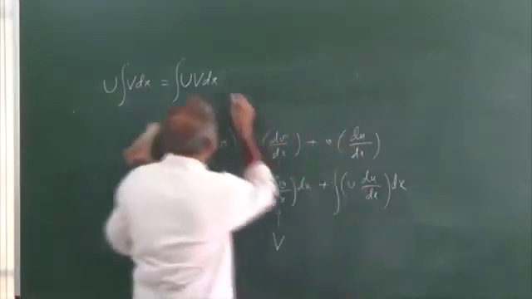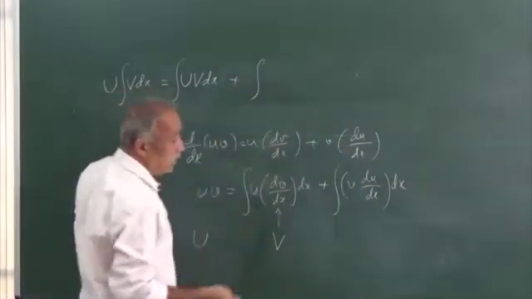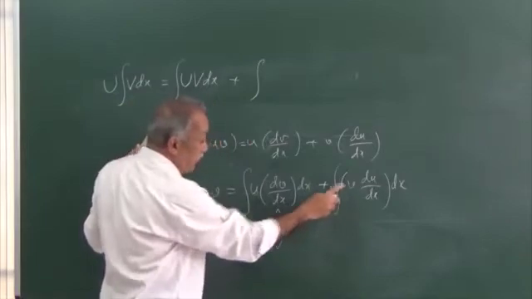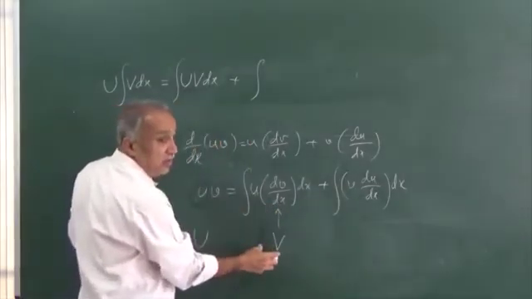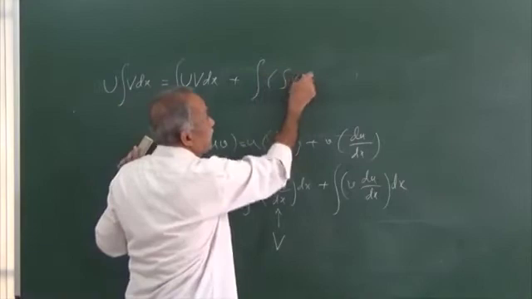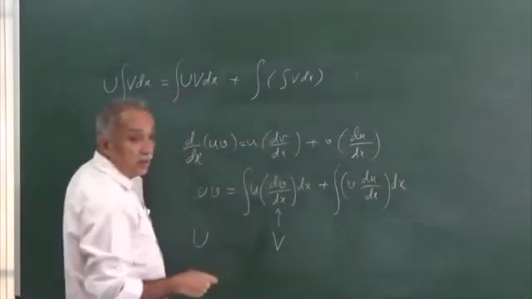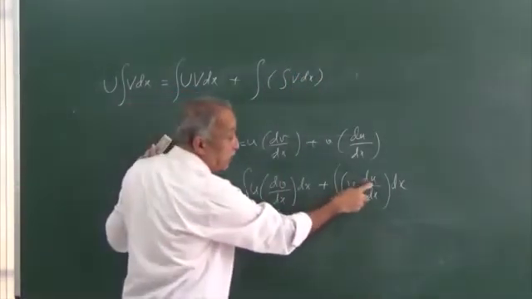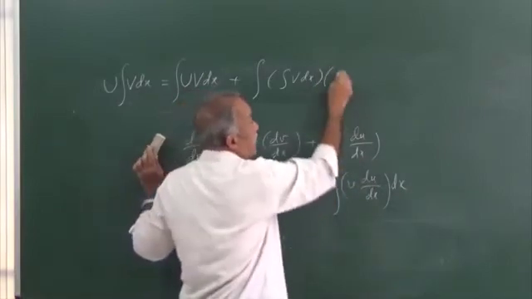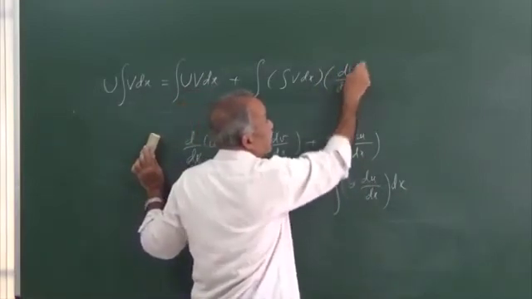Plus integral of, this is small v, dv by dx is capital V, small v will be integral of capital V dx, and small u, capital U are one and the same. du by dx is d by dx of capital U, dx.